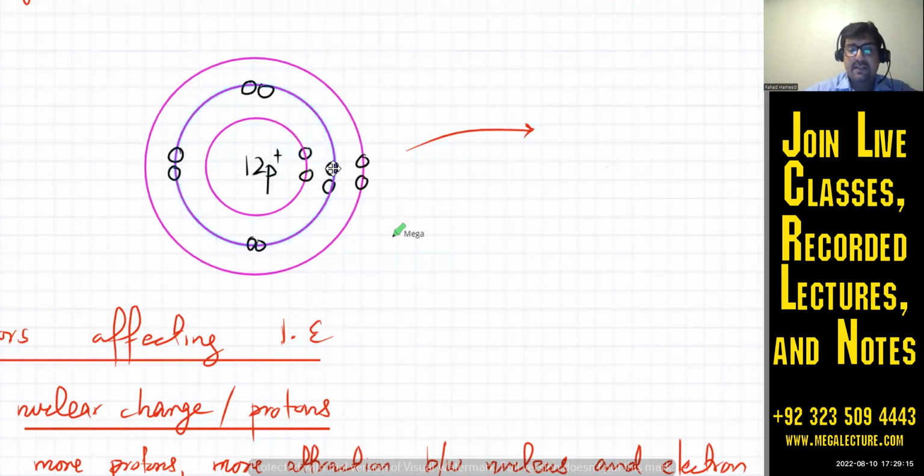You go slightly further away. If you look at this electron over here, then this electron has these electrons coming in the way. और दूर जाओगे तो there's going to be more shielding, right? This electron, a lot more electrons are coming in the way. So as you go further away, the shielding also increases.